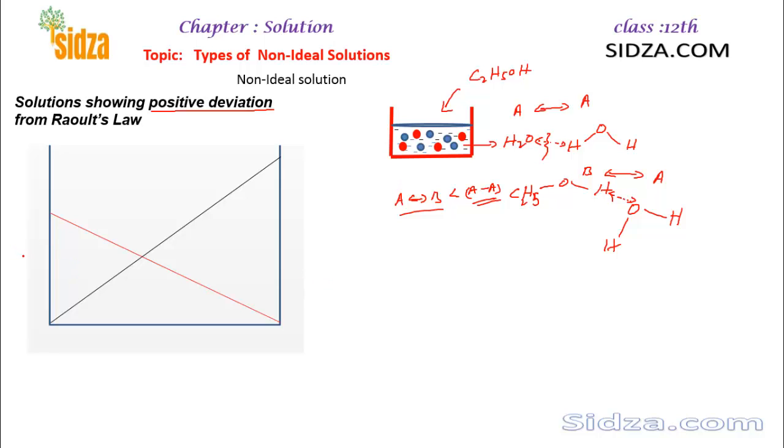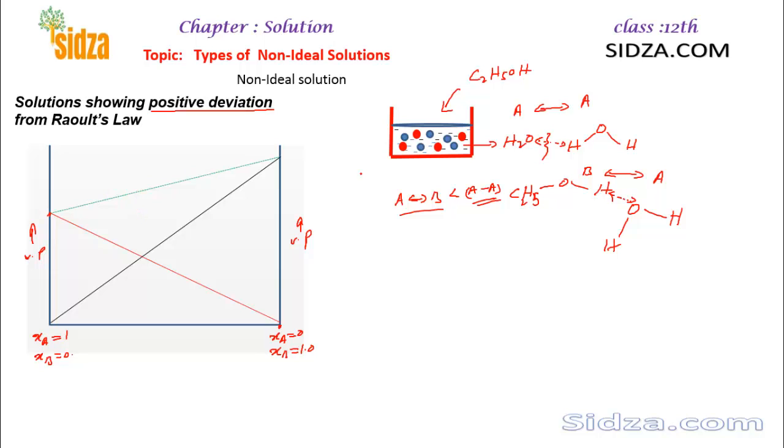Graphically we represent it like this: this is the vapor pressure, and this is the component A, XA, and this is the component B. XA here is 0, and XA here is 1. This is the partial vapor pressure of A, and this is the partial vapor pressure of B. As per Raoult's law, you can expect the vapor pressure of the solution to be like this.